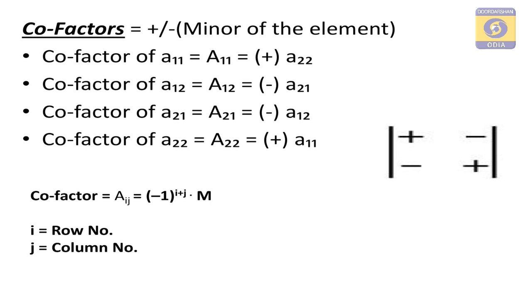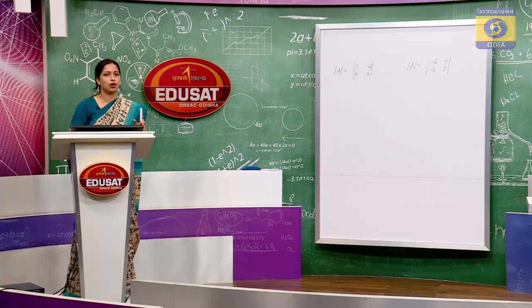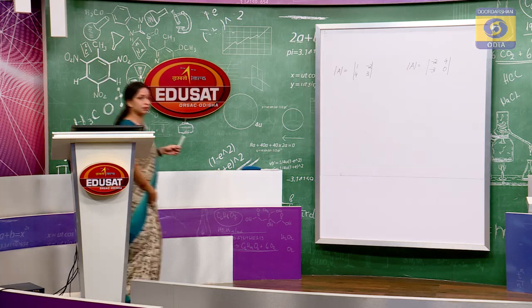So, the cofactor of A11 will become plus A22. Cofactor of A12 will be A21, but with the sign change, that is minus, right. Similarly, the cofactor of A21 will be minus A12. Cofactor of A22 will be plus A11, right. Now, let us take a look with the help of an example, right.